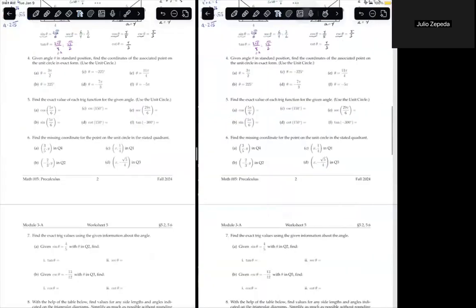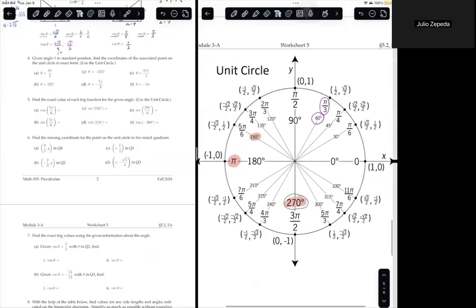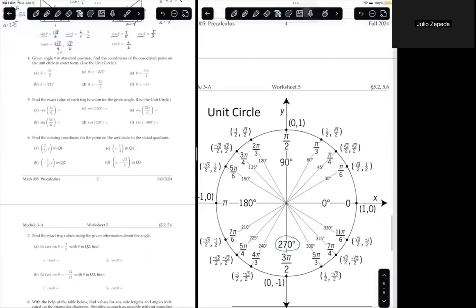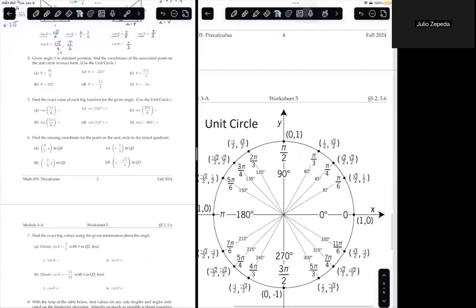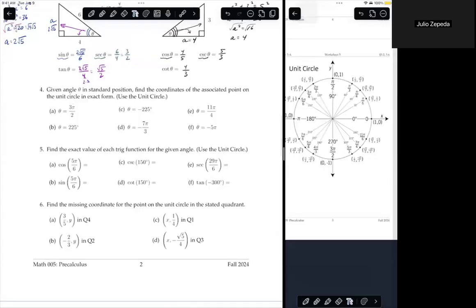Worksheet 5. And it says we're allowed to use the unit circle, so maybe we'll try to use it a little bit. But there is a way to do these problems without using the unit circle, so maybe we'll also do some of them without it. So let's see. Given angle theta in standard position, find the coordinates of the associated point on the unit circle in exact form.